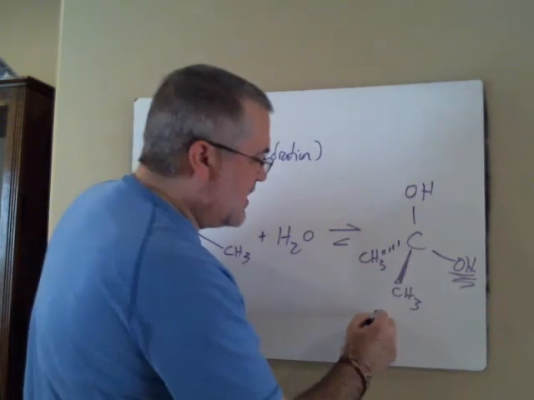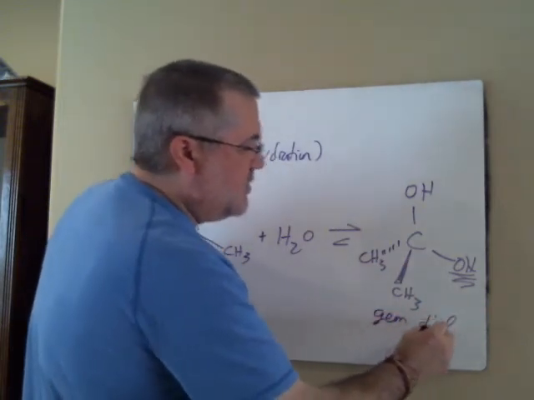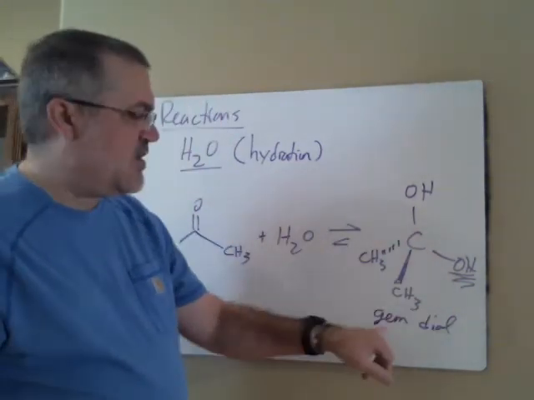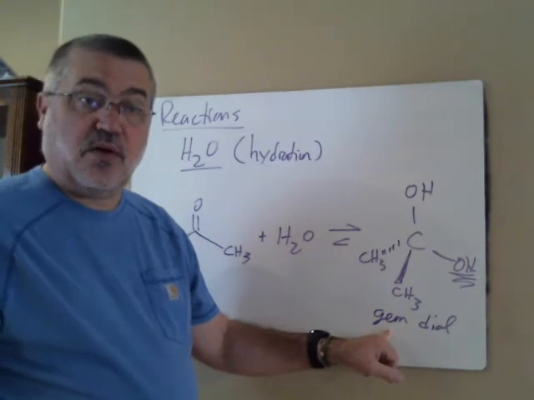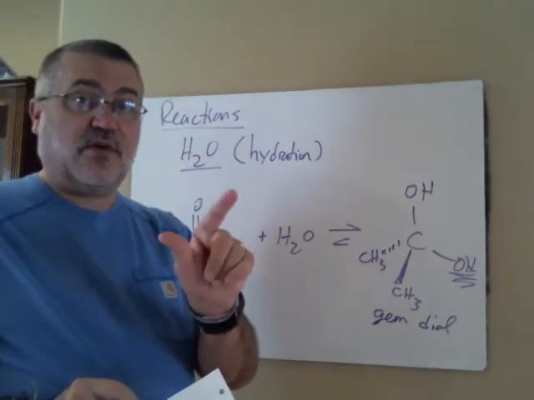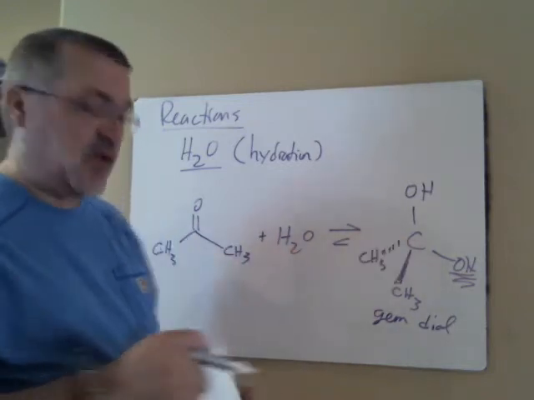And so this is actually a gem diol. Remember, we've used these terms before. Diol because it has two hydroxy groups, and gem because it's geminal. Geminal, the two groups are on the same carbon. Vicinal would be if they were adjacent. Gem on the same carbon.